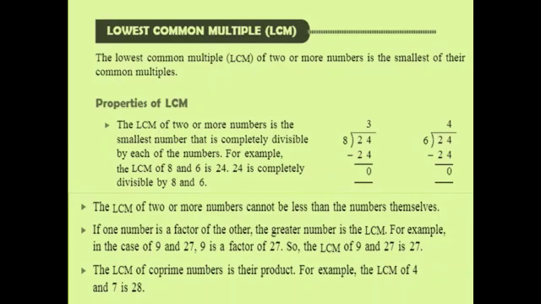Let us see another example. If you take 5 and 25, 5 is a factor of 25 and the LCM will be 25. Fourth property, the LCM of co-prime numbers is their product. For example, the LCM of 4 and 7 is 28.